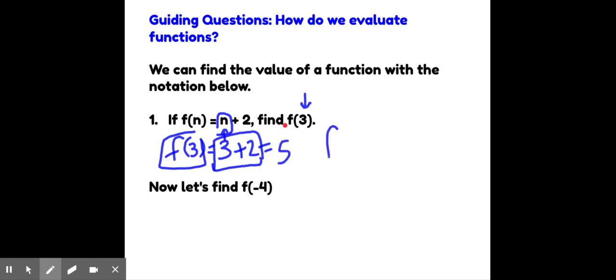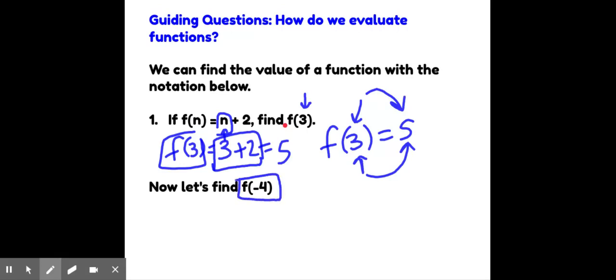So it's saying that f of 3 is 5, or when n is 3, the output of the function is 5, or the corresponding value for 3 for the output value is 5. There's lots of different ways of saying it, but just knowing that you put something in, you get something out. And when we put 3 in, we get 5 out.